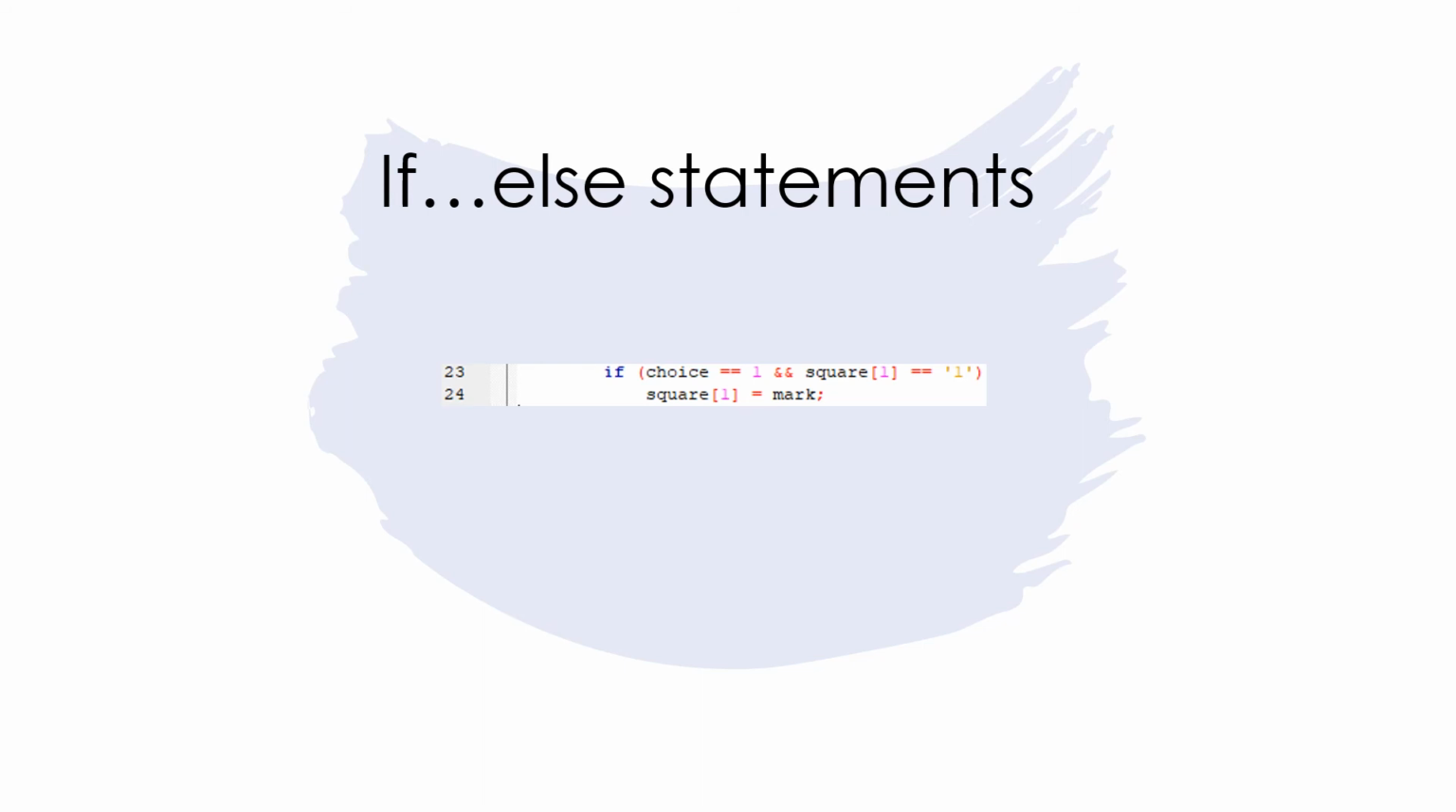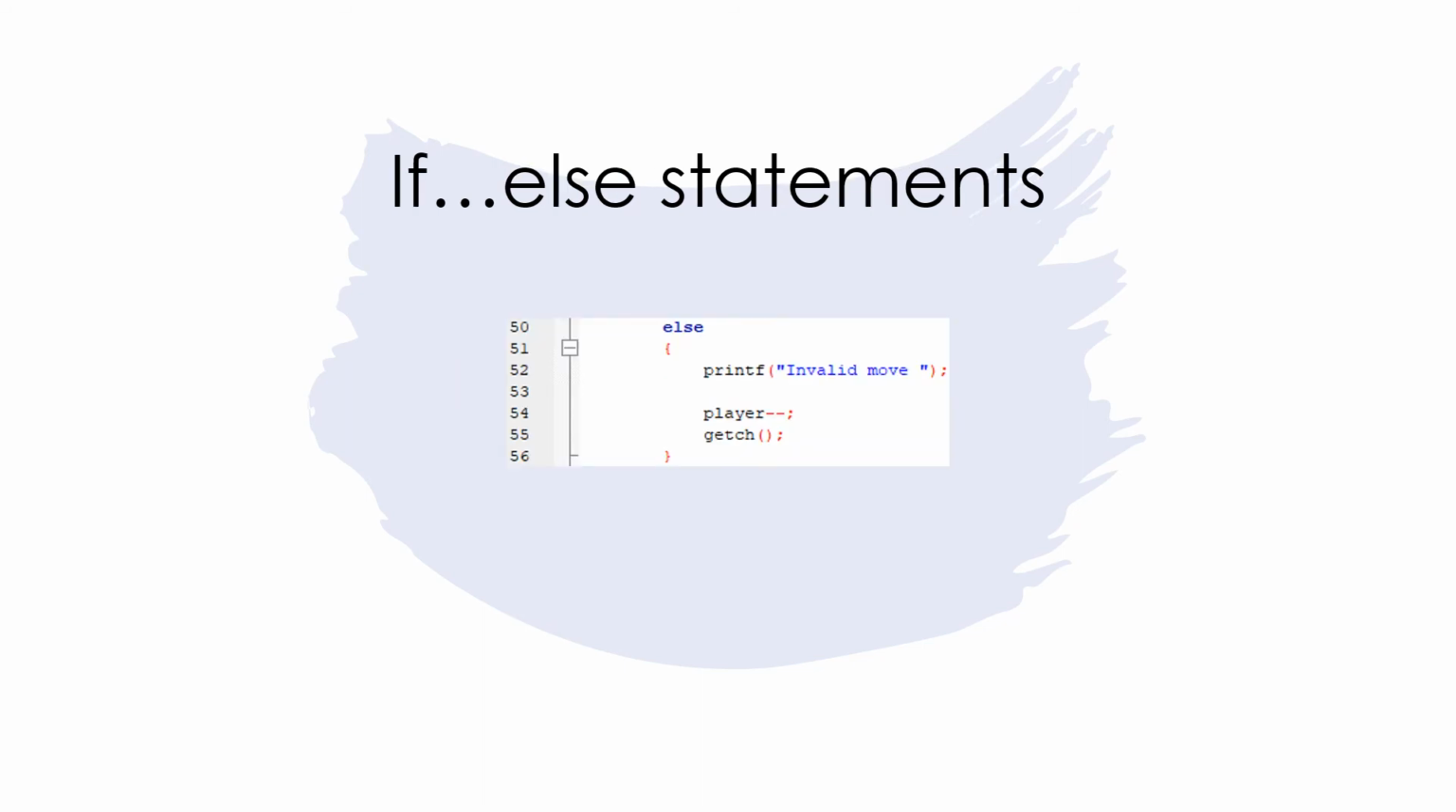If one player inputs a number different from 1 through 9 or repeats a number already on the board, the program will print the message invalid move. The line 54 will help us stay on the same player's turn until he enters a valid number, and the getch statement will maintain the message invalid move until the player enters a valid number.